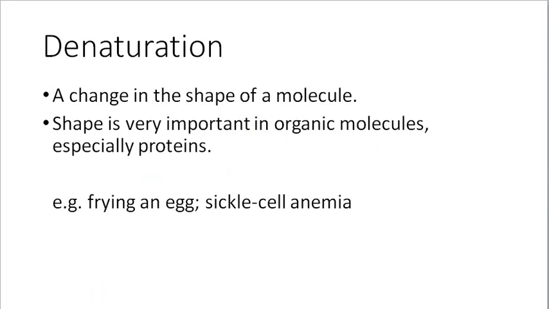Denaturation is a change in the shape of a molecule. Changing the shape of a molecule can have profound effects on its chemical and physical properties. Let's look at two examples. Protein is abundant in egg white. When raw, egg white is a liquid, nearly colorless, and transparent. When cooked, the proteins denature, changing shape. The change in shape causes the egg white to become a solid. It changes to a white color and becomes opaque. In this example, the denaturation is permanent.